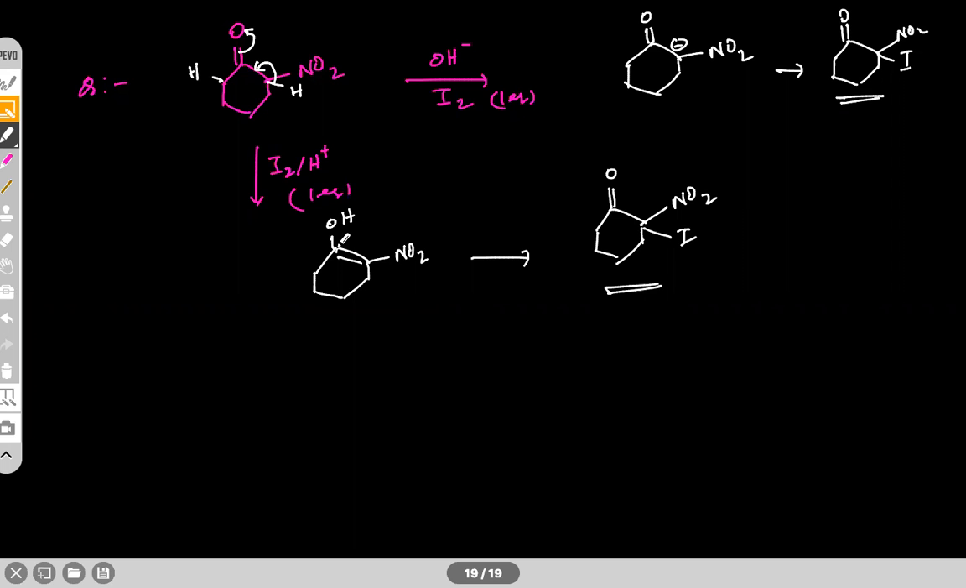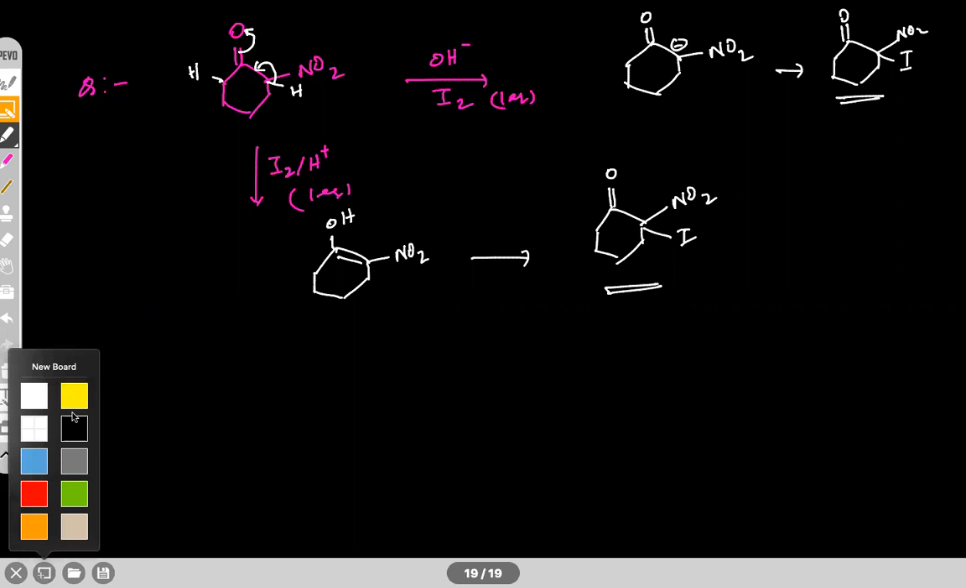Okay. Right. So these two pieces of information you must take care of. Alpha halogenation in basic medium has the same mechanism as the haloform reaction. But the only difference is that for haloform, we take 3 moles, and for halogenation, we take only 1 mole, right? Okay. The next name reaction we are going to do is the Perkin reaction.